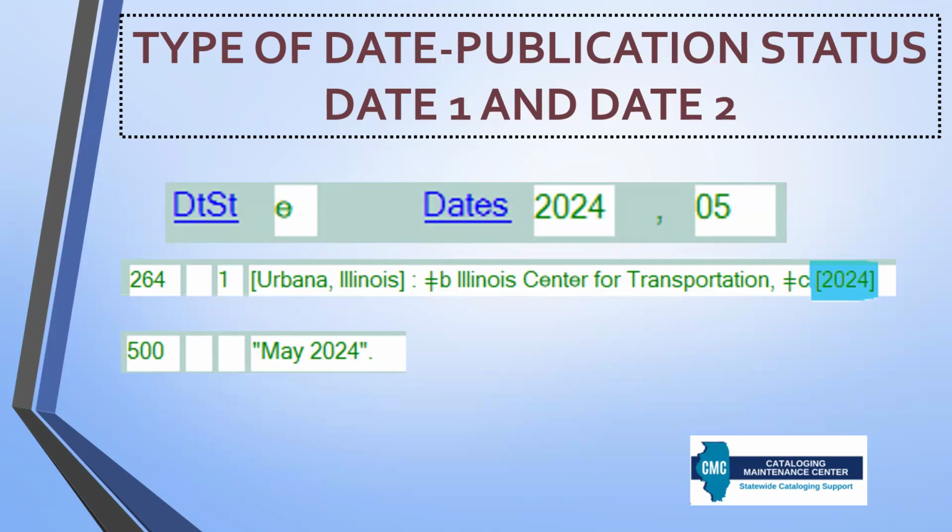All right. So keep in mind that none of my examples are continuing resources. These transportation documents are part of different series, not serials. So series, not serials.